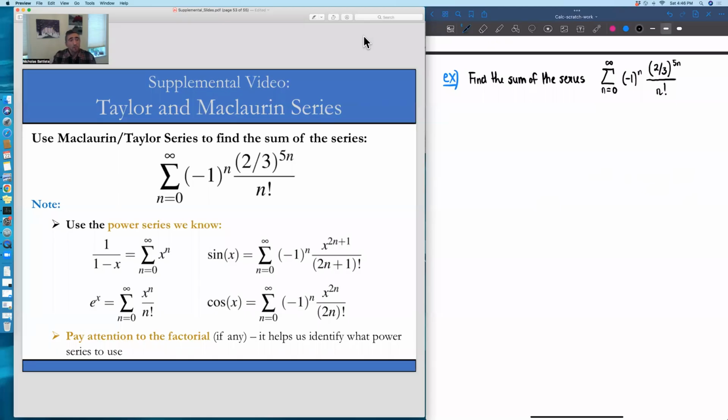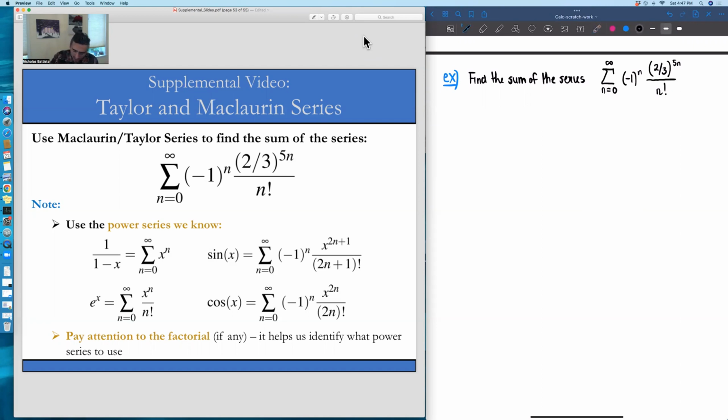In this video, we're going to use Maclaurin series and Taylor series to help us find the sum of the series from n equals 0 to infinity of (-1)^n times (2/3)^(5n) all over n factorial. So what we're actually doing here is not necessarily finding a new Taylor series or Maclaurin series. We're trying to go back to what function this series is actually coming from. So we always resort to the power series, Maclaurin series, or Taylor series that we know, and we try to look for clues that tell us which series this series is actually coming from.